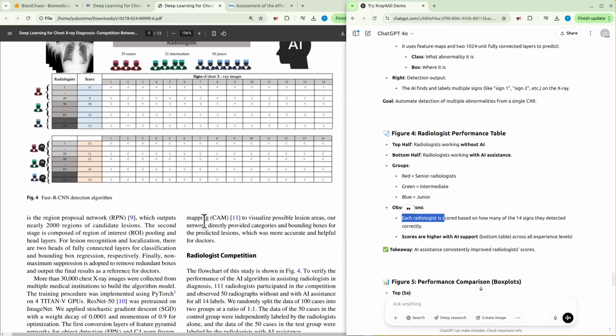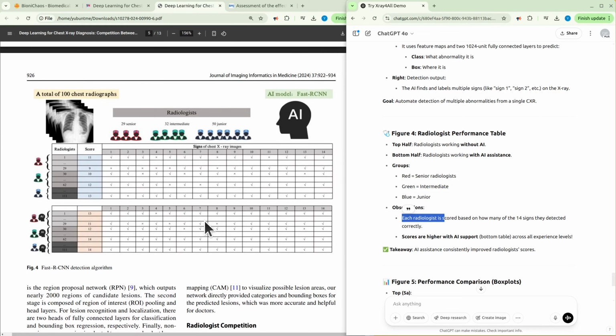Key observation. Without AI, performance is more varied, and overall scores are generally lower. With AI, scores are higher and more consistent across all groups, showing a clear benefit from AI assistance. In a nutshell, Figure 4 highlights how AI boosts the accuracy and consistency of radiologist interpretations, benefiting radiologists of all experience levels. Yeah, in the table, the scores look pretty similar. What's up with that? Can you explain the table real quick and any potential issues with it?